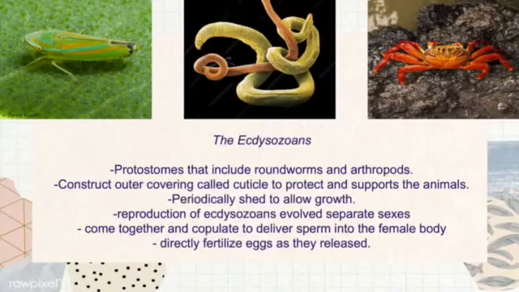So, what is ecdysozoan? The ecdysozoans are protostomes that include roundworms and arthropods. Ecdysozoans construct an outer covering called cuticle to protect and support the animal, and periodically shed it to allow growth. Reproduction of ecdysozoans involves separate sexes, which come in 2 ways. First, they come together and copulate to deliver sperm into the female body, or directly fertilize eggs as they release.